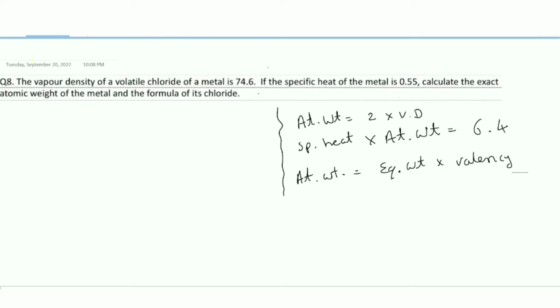So friends, this is a question. Here the question is: the vapor density of the volatile chloride of a metal is 74.6. If the specific heat of the metal is 0.55, then calculate the exact atomic weight of the metal and the formula of its chloride.